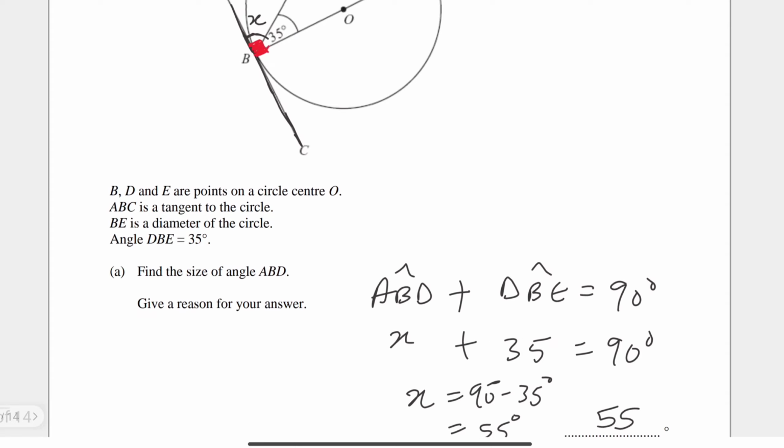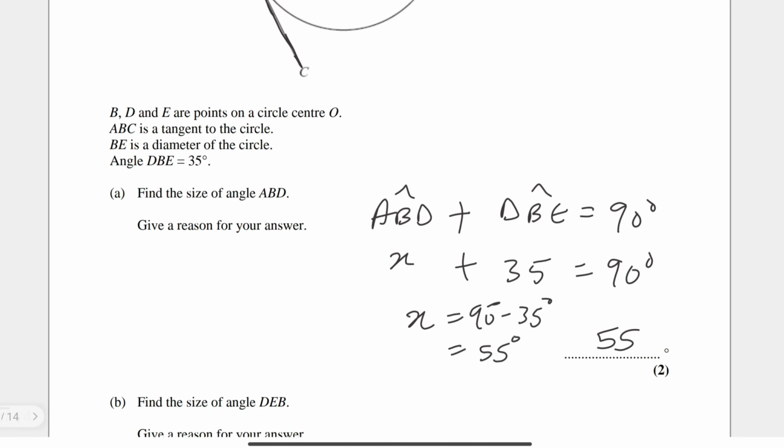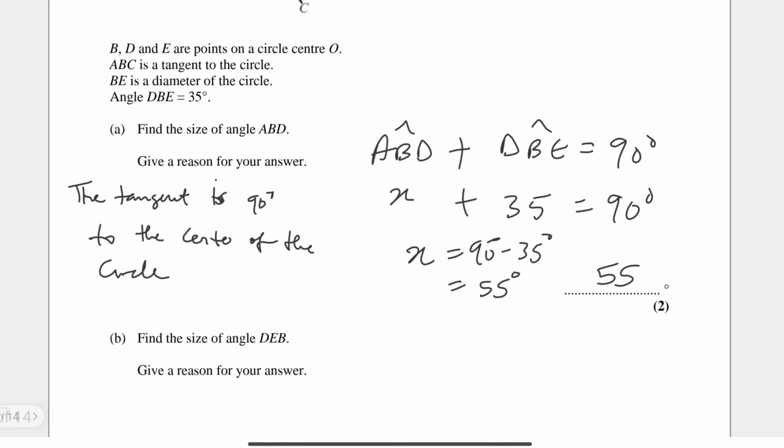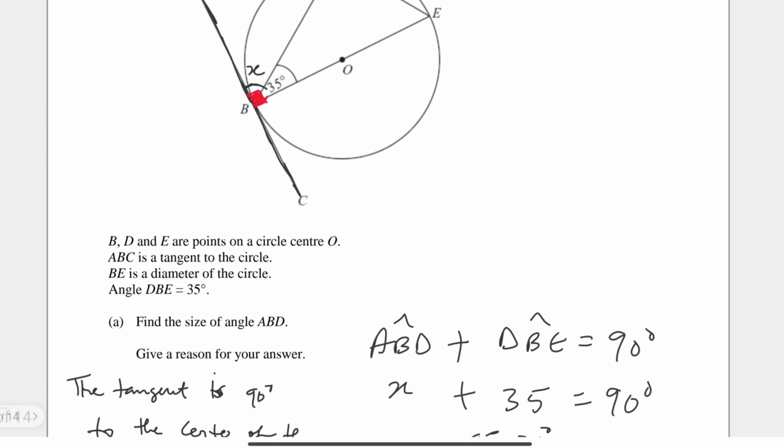And what is the reason for our answer? The tangent to the circle is at right angle. So the reason is the tangent is 90 degrees, or is a right angle to the center of the circle, or to the radius of the circle. Both are correct. Find the size of angle DEB.